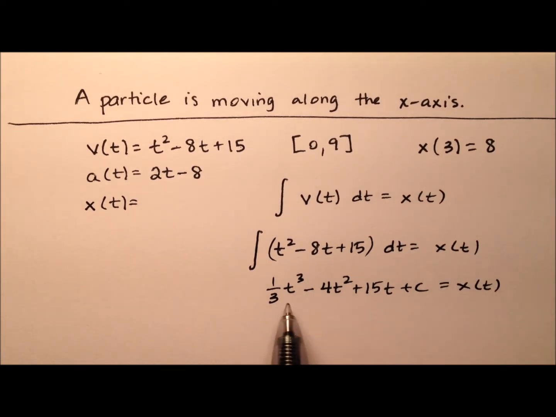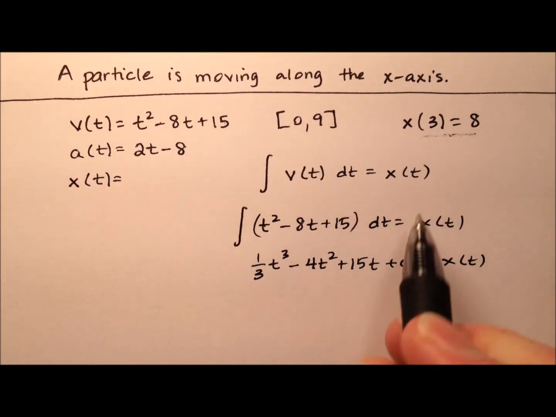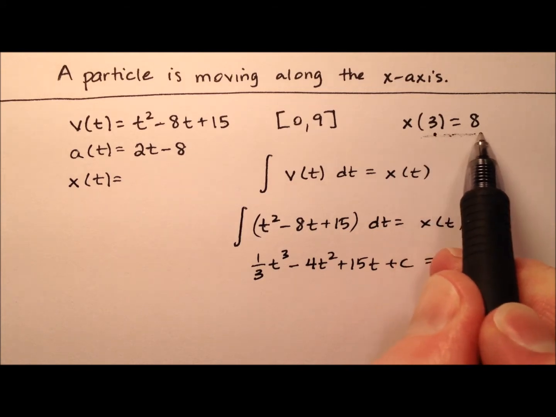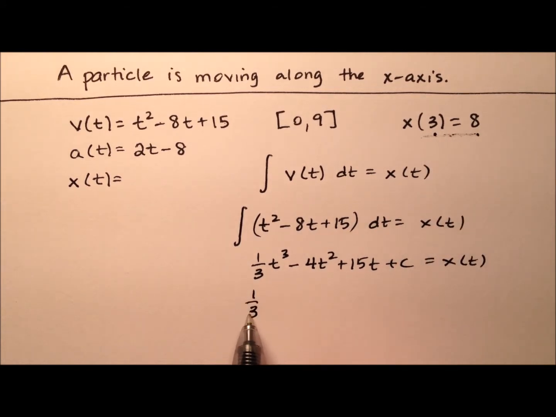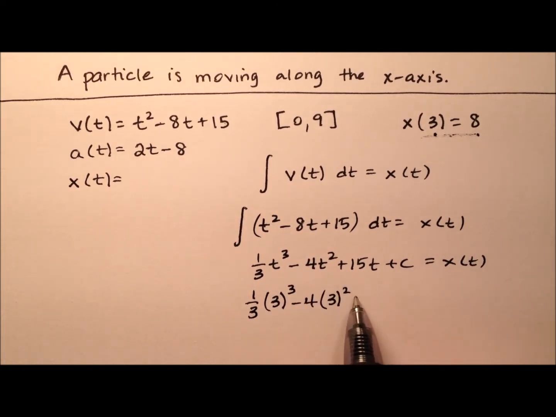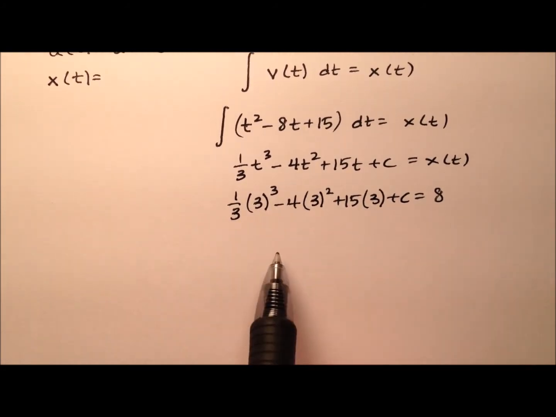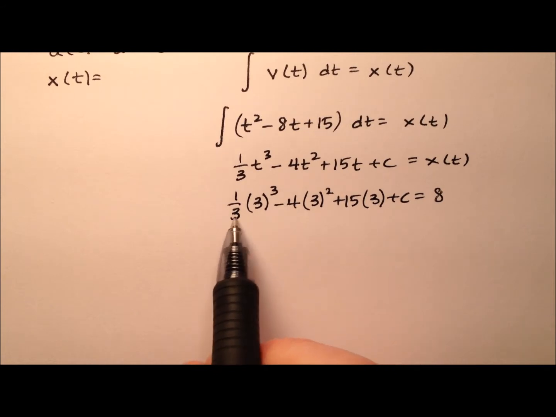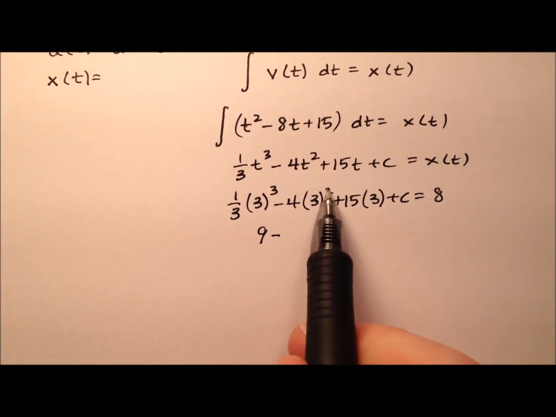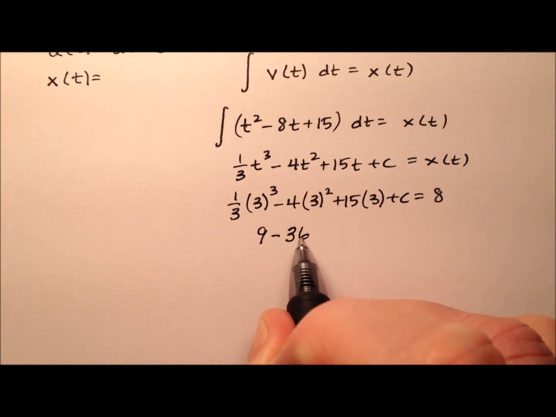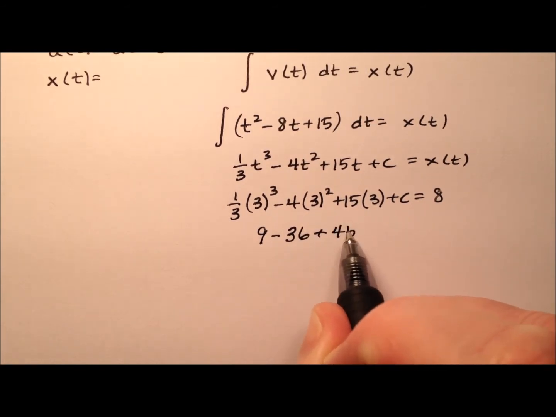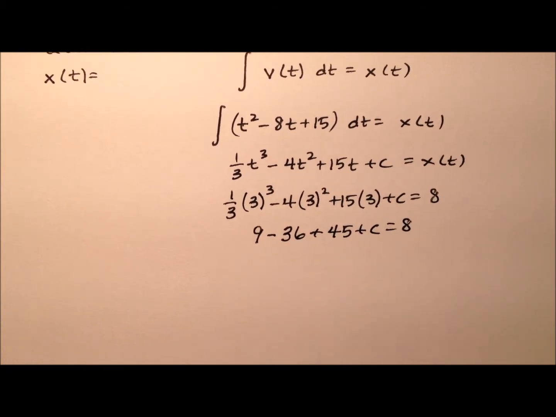Okie dokie. Well, this is nice because I actually have this initial condition that I can use. So let's plug 3 in for my t value and then set that equal to 8. So I'll have 1/3 times 3 cubed minus 4 times 3 squared plus 15 times 3 plus c, and that equals 8. Okay, so now it's just some number business. 3 cubed is 27, divided by 3 is 9. 3 squared is 9 times negative 4, so minus 36. And then 15 times 3 is positive 45, plus c equals 8.